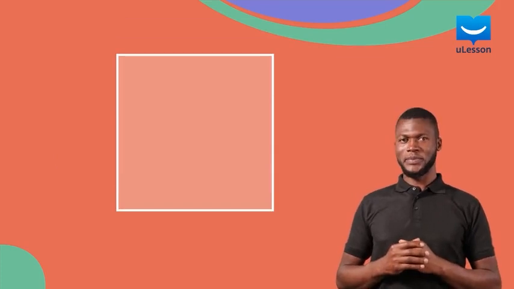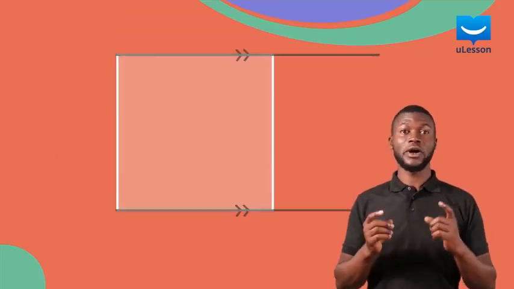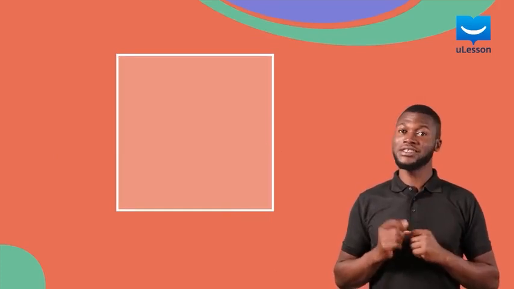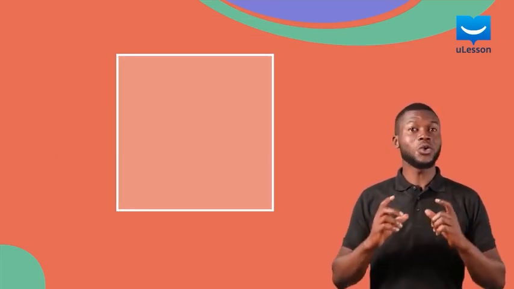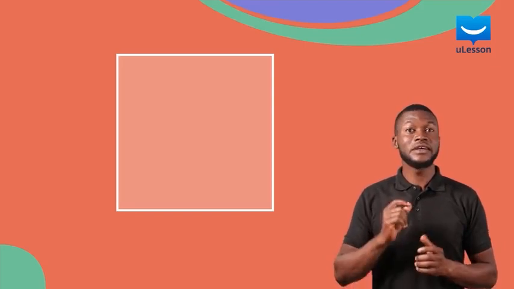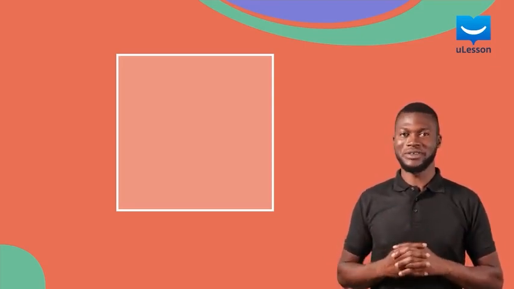What about the square? We can see that each pair of opposite sides is parallel. A square is therefore a parallelogram. A parallelogram with equal sides. This is called a rhombus. A square is a rhombus.